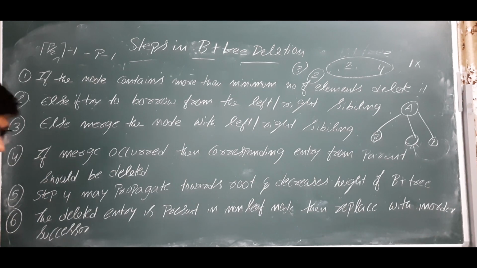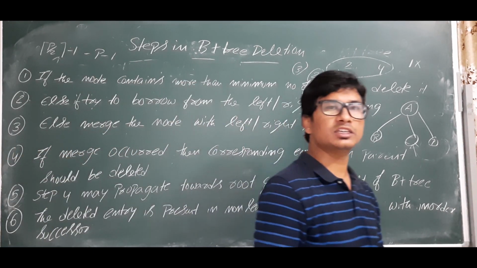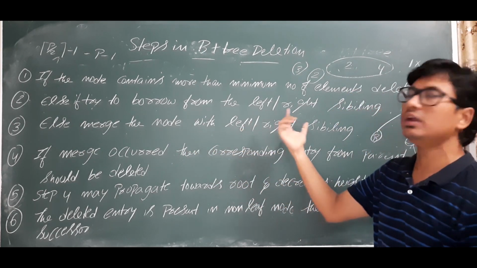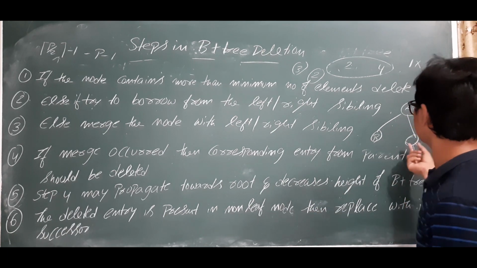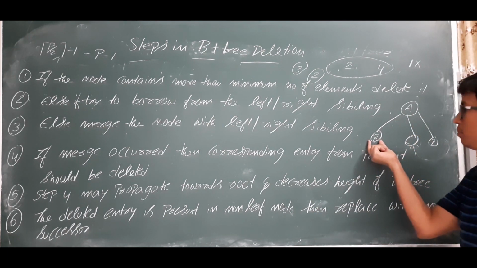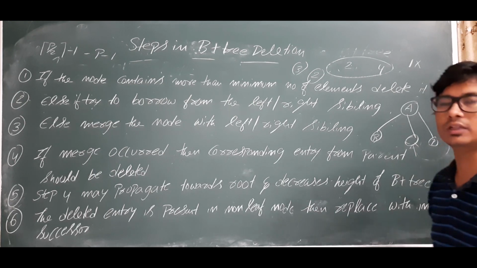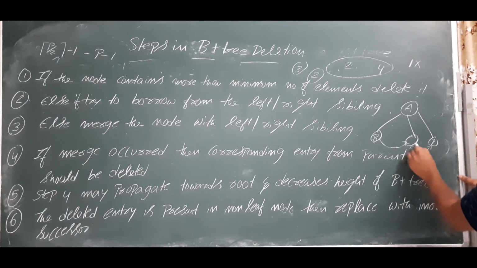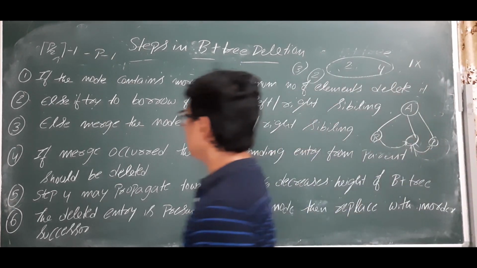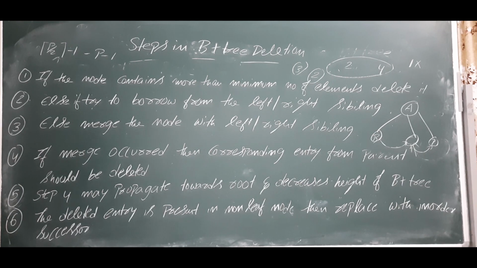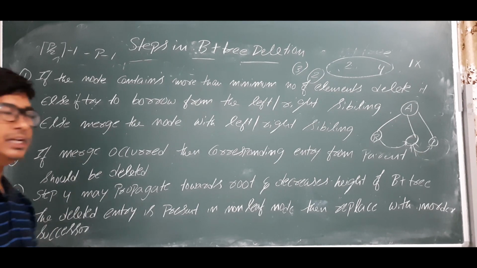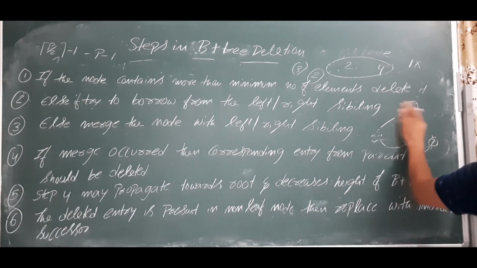Now what does point number 3 say? If steps 1 and 2 are not possible, then merge the node with the left sibling or right sibling. Suppose we are not able to borrow from node B and we are not able to borrow from node D, then we will try to merge C and B. If that is not possible, we will merge C and D. If a merge occurred with either B or D, then the corresponding entry from the parent node should be deleted. Let's take another example to see what this means.